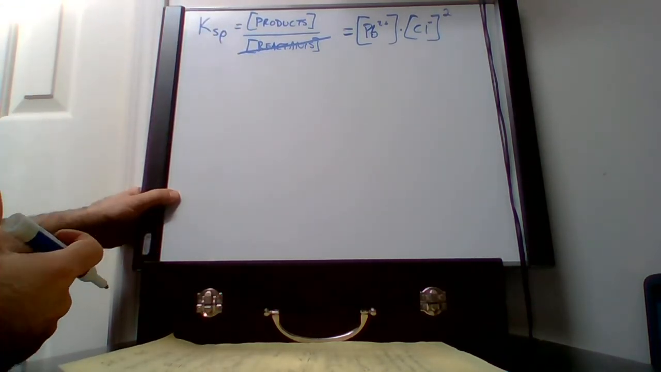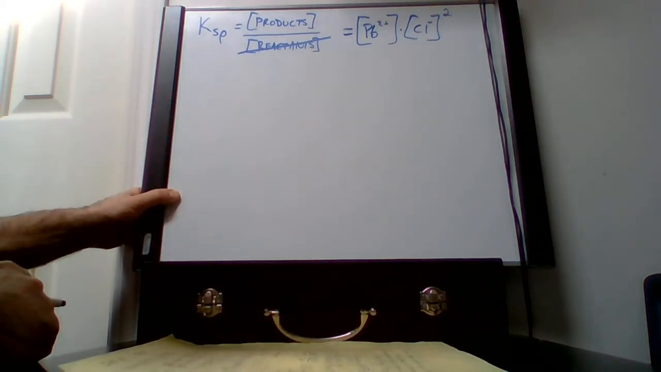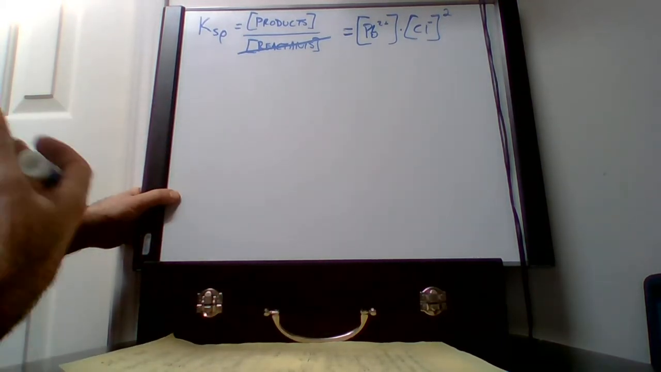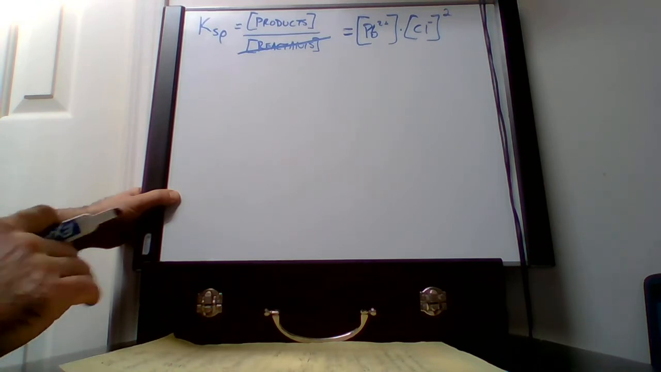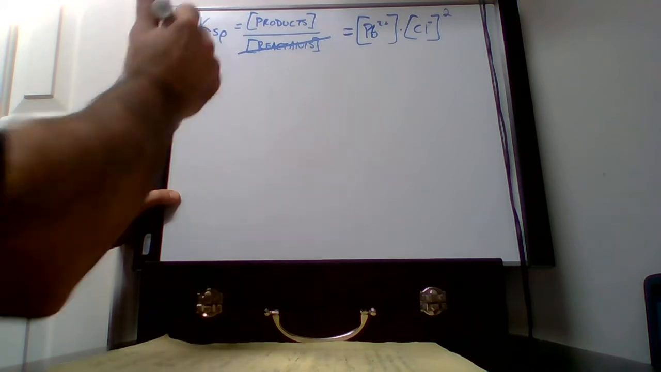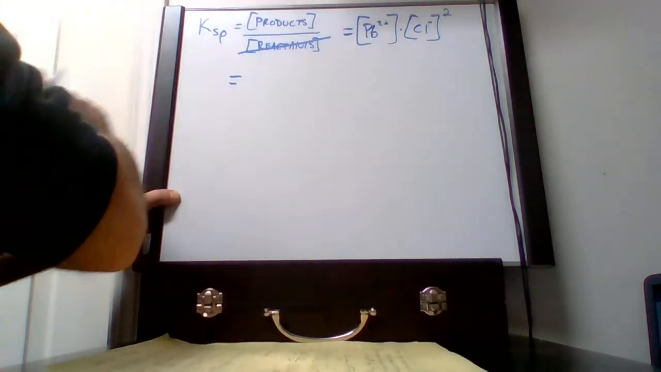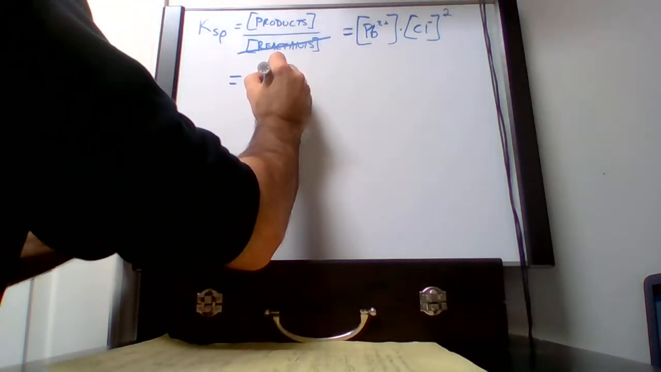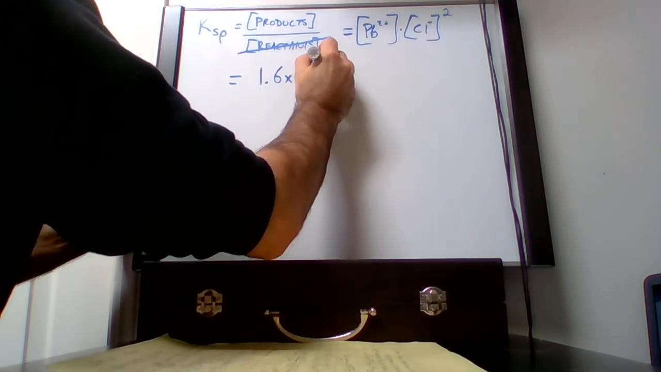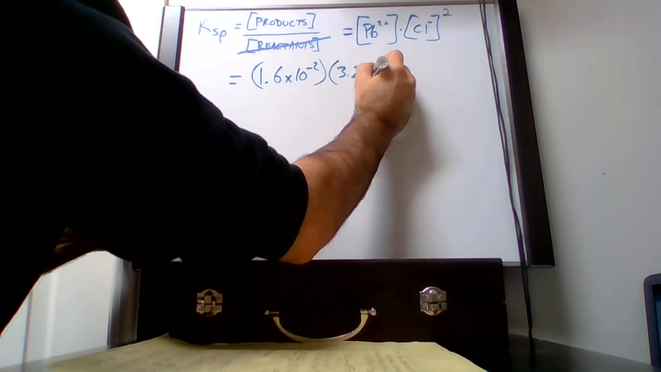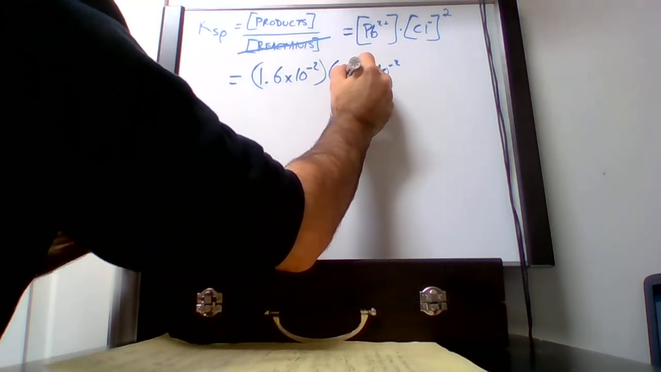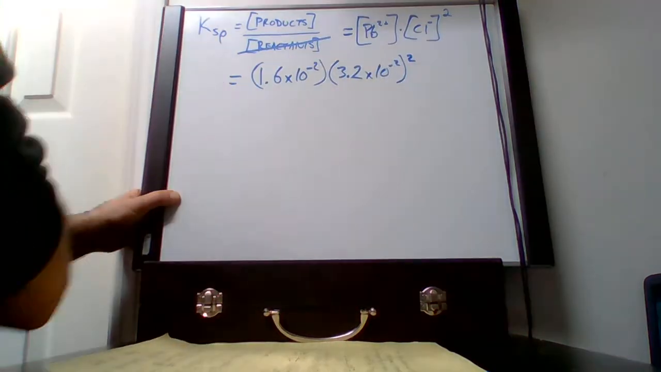We don't really have to worry about the reactants so much. We're just looking at the concentration of those ions raised to the power of the coefficients in that balanced equation. Okay, so if we look here from our previous part, our lead concentration was 1.6 times 10 to the negative 2. Our chloride concentration was 3.2 times 10 to the negative 2, right? And then we have to square that.